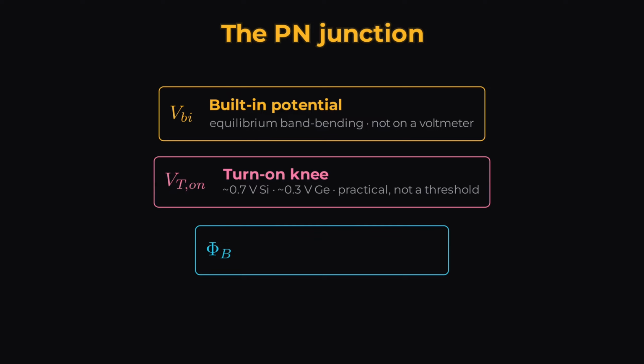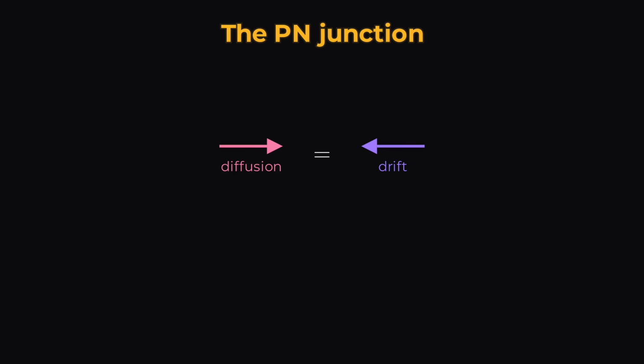The third is the barrier seen by the majority carriers. Forward bias lowers this barrier. Reverse bias raises it. The silicon to germanium gap comes from their different intrinsic concentrations, not from arbitrary constants. At zero bias, drift and diffusion cancel exactly, so the net current is zero. The barrier holds the carriers in balance.